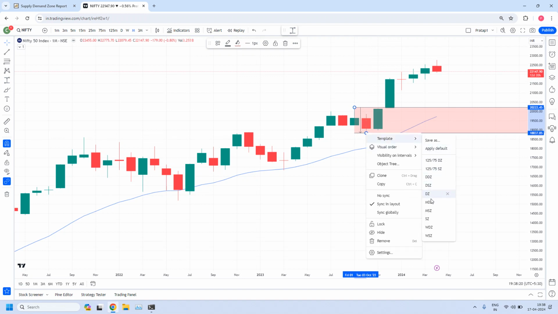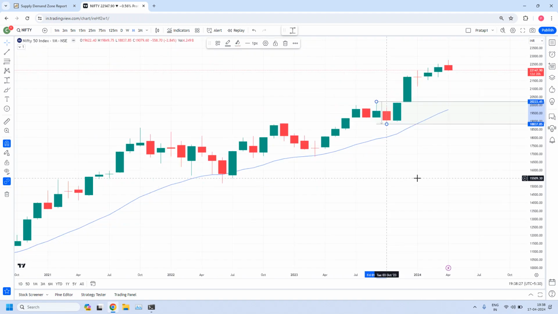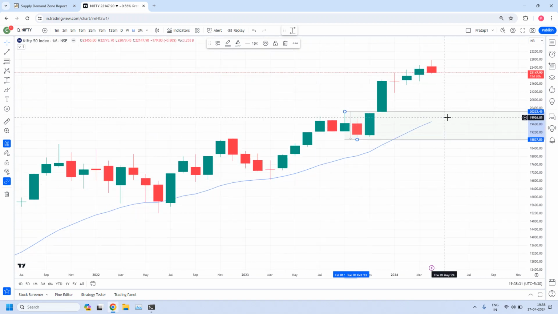Let me change the color. So this is the monthly demand zone. This monthly demand zone is having monthly EMA confluence. This is what you should observe.